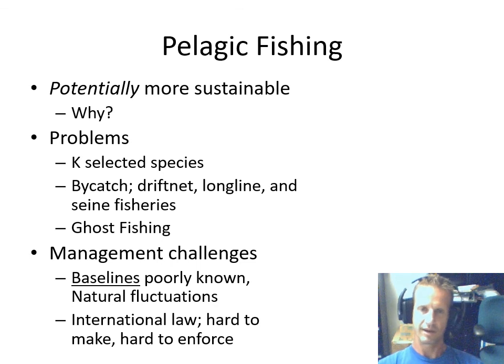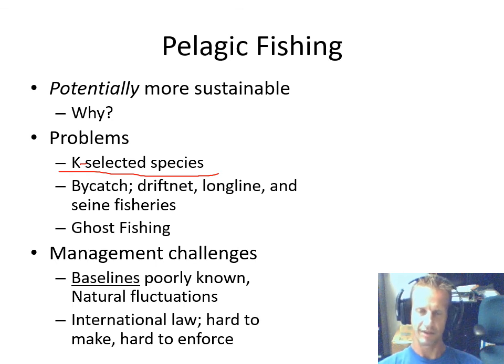In reality, though, we tend to overfish the pelagic environment. Some of the reasons is that a lot of the fish that we're trying to catch out there are K-selected species. K-selected species are large, slow-growing species with long lifespans and slow reproduction, like sharks and tuna and whales, and they just can't sustain a heavy harvest and replenish themselves.